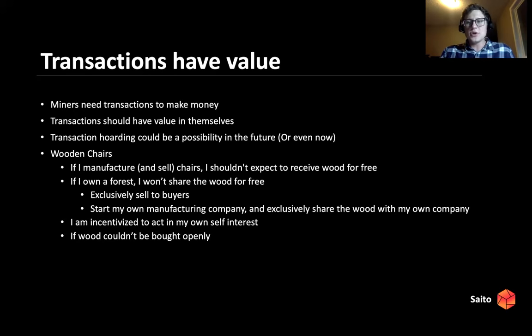So either way, in this particular situation, I'm incentivized to act in my own self-interest. I can hoard wood myself or very selectively choose who to share my wood with, just so we can benefit each other. There's a deal being done on the side that isn't good for the greater good of the community. And that's one issue we have in a lot of these blockchains, where the incentives aren't exactly aligned.